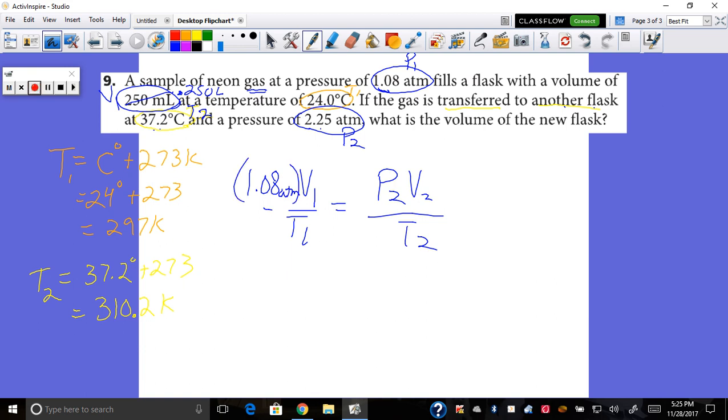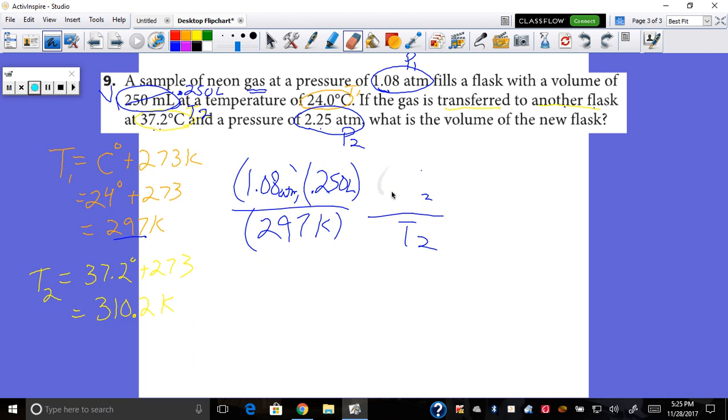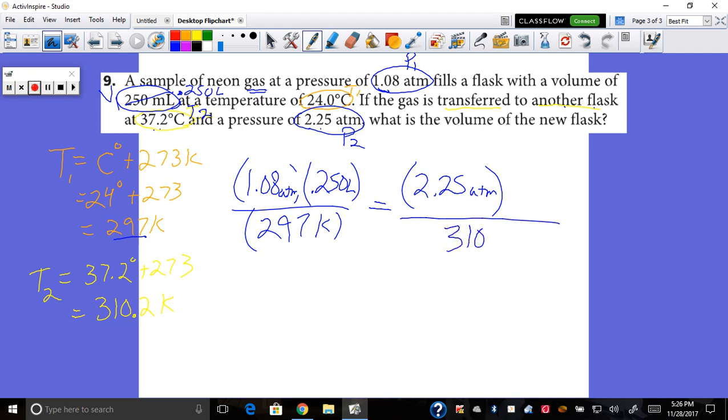Alright, our volume 1 is 0.250 liters, so we'll erase that and put 0.250 liters. Our temperature 1 is 297 K, so that goes down there. Our pressure 2 is 2.25 ATMs, so we'll start putting the numbers in here. Our temperature 2 on the bottom here is 310 K. And our V2 is what we don't know.